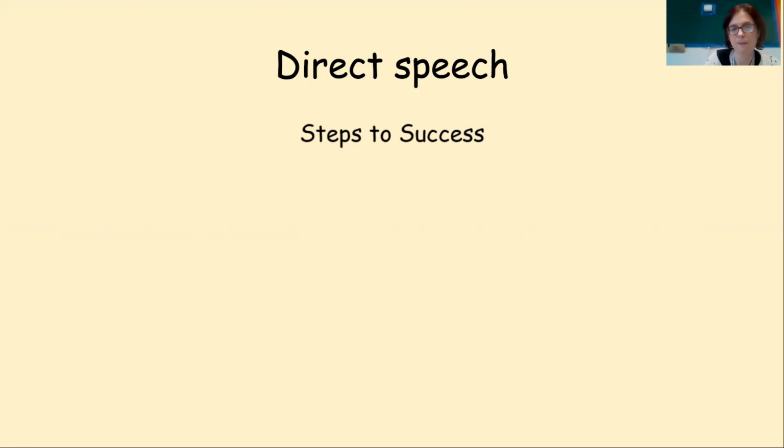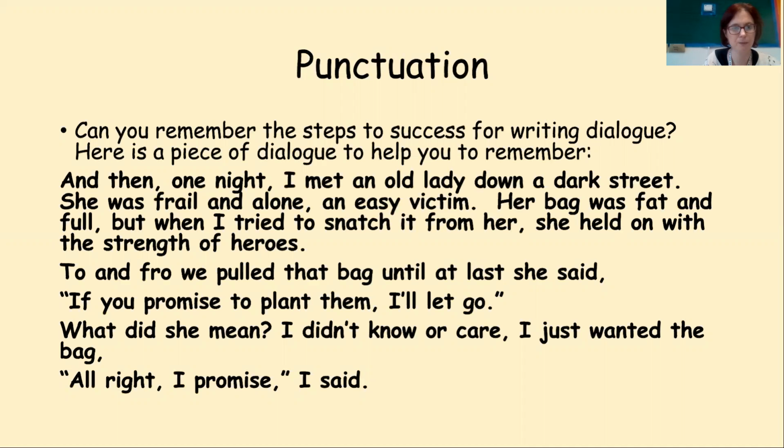The first step: new speaker, new line. So when somebody speaks, we should have a new line. Let's just go back and check. So here we can see she said, comma, "If you promise to plant them, I'll let go." In fact, I should have had the first one as punctuation before we drop a line. So actually I missed one out. Well done if you got that one, because I forgot that. So we should have punctuation before we drop a line. Then new speaker, new line.